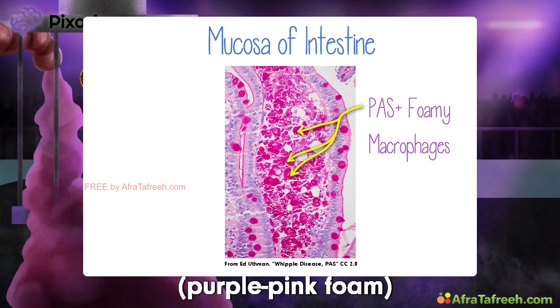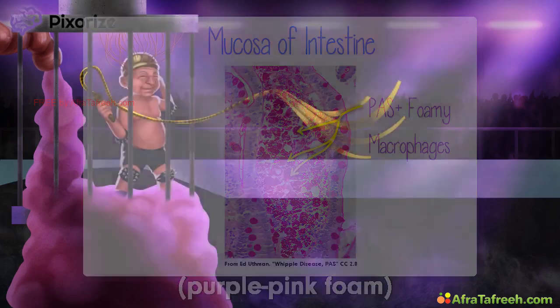So why is this happening? Well, it's because the macrophages actually have Tropheryma whipplei inside them, and the PAS stain is picking up on the glycoproteins in the cell wall of the bacteria. This is high yield, as the finding of PAS-positive foamy macrophages in the lamina propria is a hallmark of the disease. If you can only remember one thing from this video, this should be it.